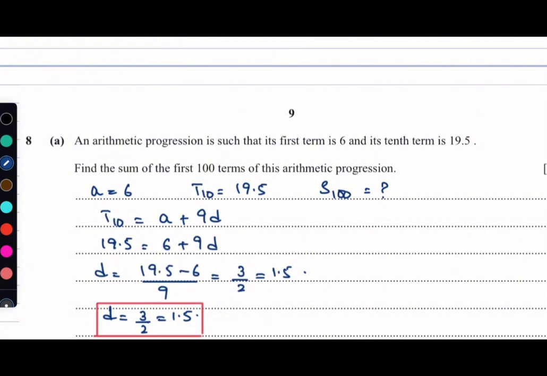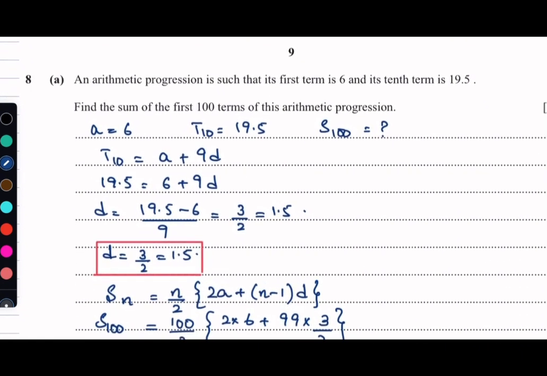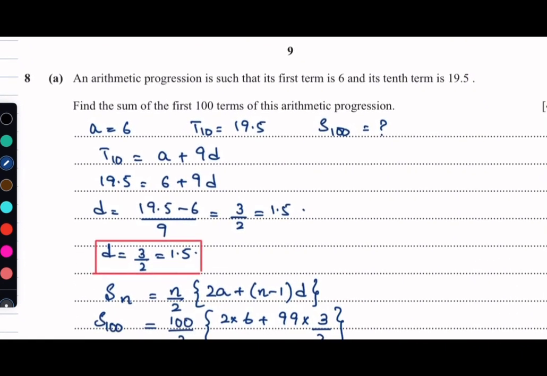Let's move to question 8. This is regarding series, and it's a 4-mark question. The first part is for arithmetic progression, and it's such that the first term is a, meaning the a value is 6, and its 10th term is 19.5. T10 is 19.5. So I need to find the sum of the first 100 terms of the arithmetic progression. Sum of 100, this is what I'm supposed to find out.